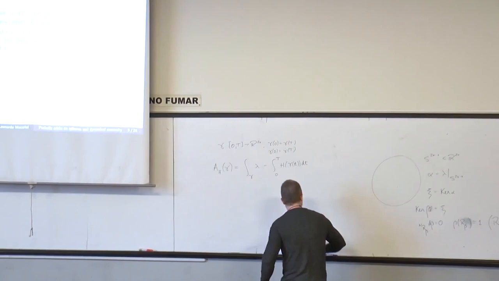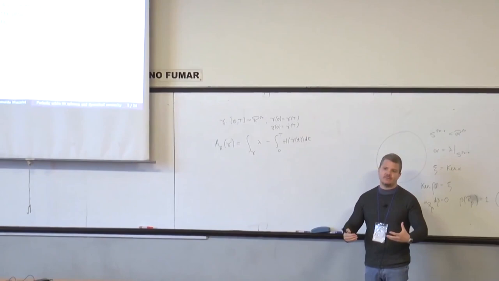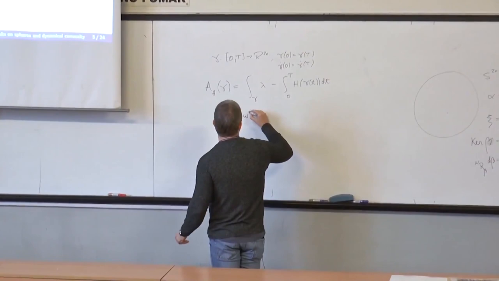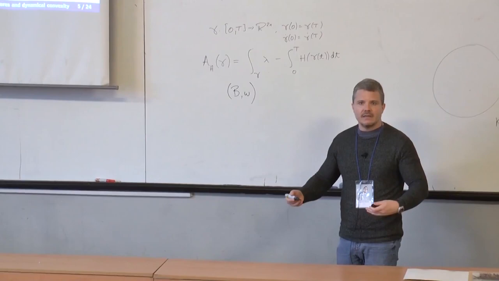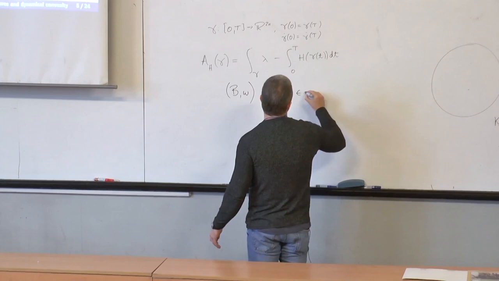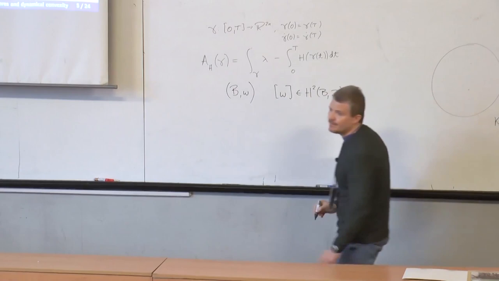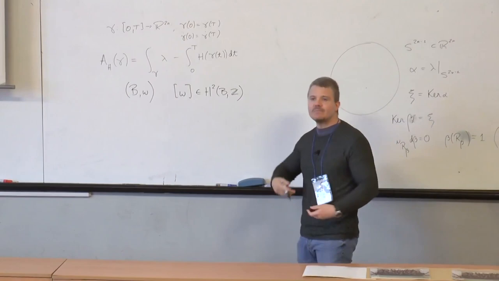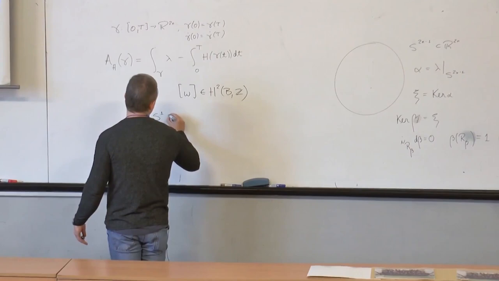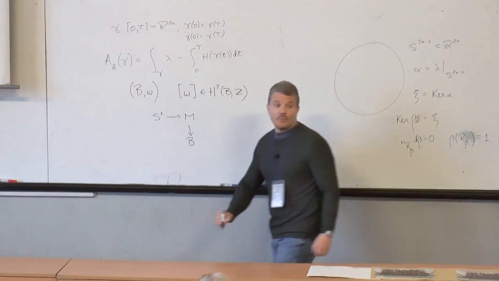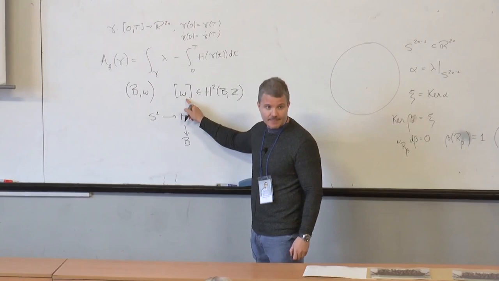It's a way to construct contact manifolds from symplectic manifolds, in the following way. You take some symplectic manifold (B, omega), and you assume that the cohomology class of omega is an integral cohomology class, that is, it belongs to H^2(B, Z). Under this assumption, you can construct an S^1 bundle over B whose Euler class is the cohomology class of omega, and it's a contact manifold.